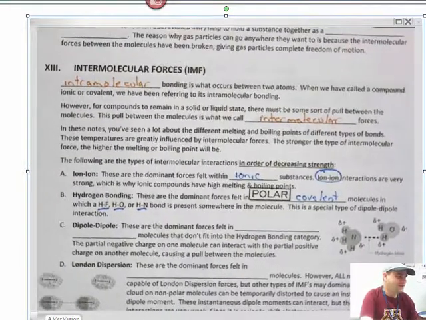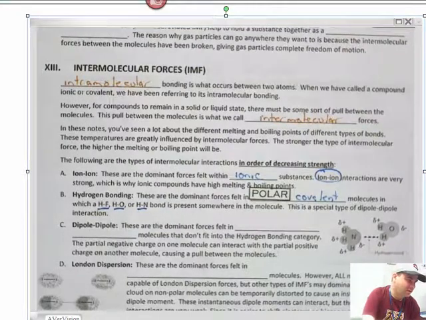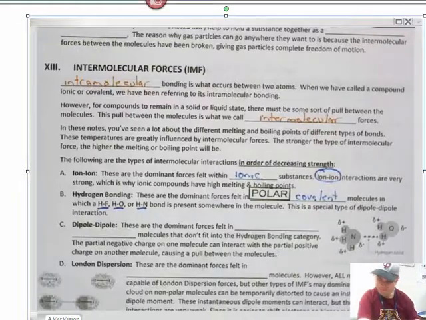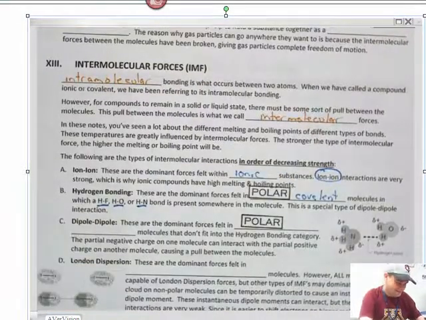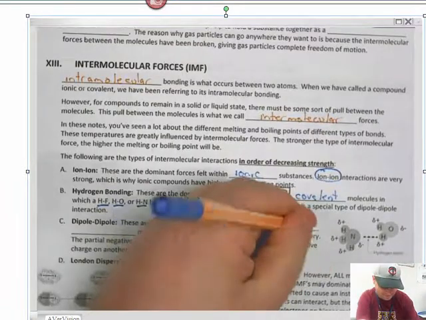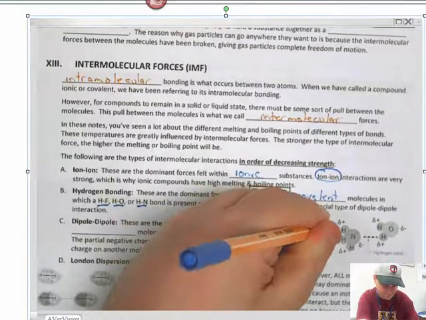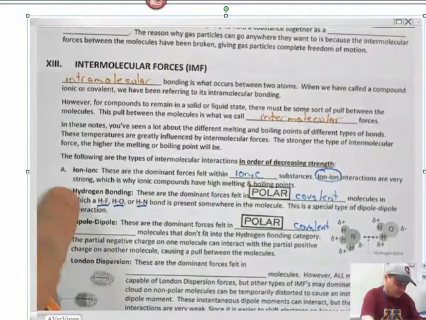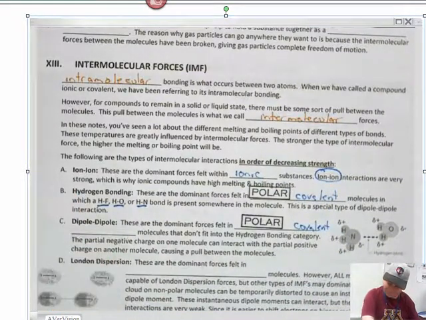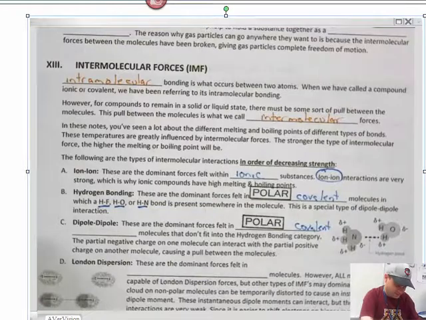Then we have dipole. This is the dominant force felt in polar covalent molecules. These are all the other polars that are not hydrogen bonding. They're a little bit weaker because they have a partial positive and they have a partial negative.